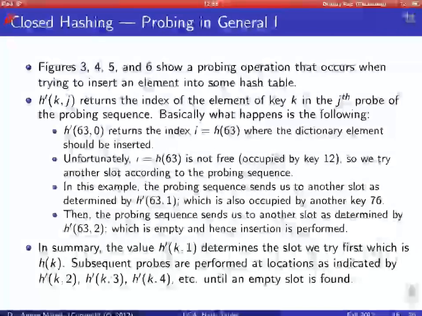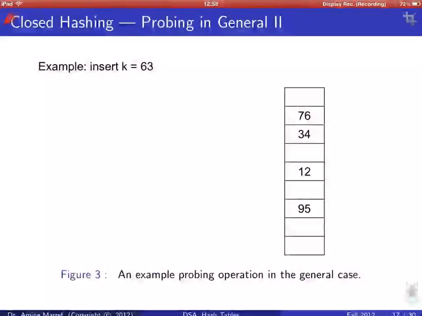So let's see how closed hashing works as a picture in order to get a feel of how collision is handled in closed hashing. Let's assume that we have a hash table in the following setup. So we have this hash table. Some of the entries in this hash table are full, some of them are empty, and we want to insert the element with the key 63 inside this hash table.